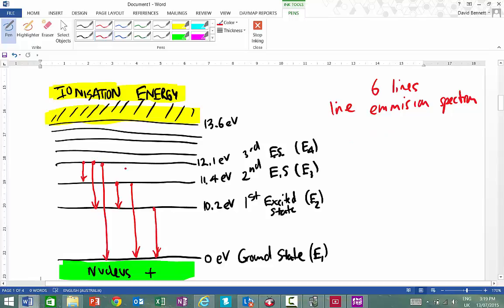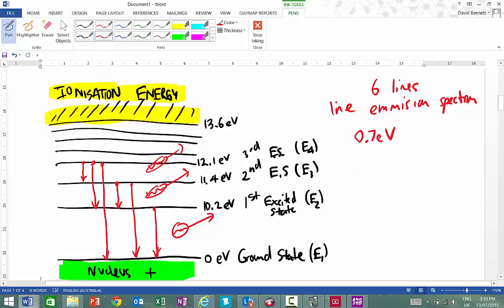Now every time it transitions there, a photon's given off. Every time it falls down, conservation of energy means a photon's going to be given off with that amount of energy. So the energy between the shells is how much energy these photons are going to have. So 12.1 take 11.4 gives me 0.7 electron volts, which will be one.